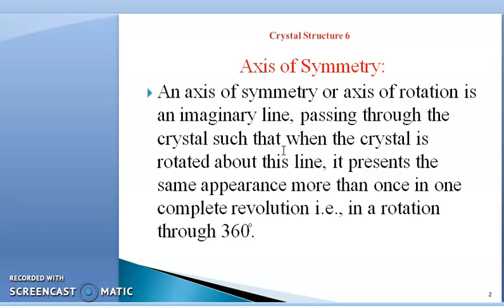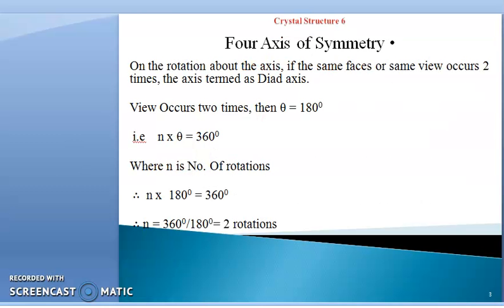The imaginary line passing through the crystal is said to be the axis of symmetry. I mean, if the crystal is rotated about this imaginary line, then it represents the same appearance more than once in one complete revolution, that is, in one rotation through 360 degrees. Such an imaginary line is said to be the axis of symmetry or axis of rotation. There are 4 axes of symmetry.